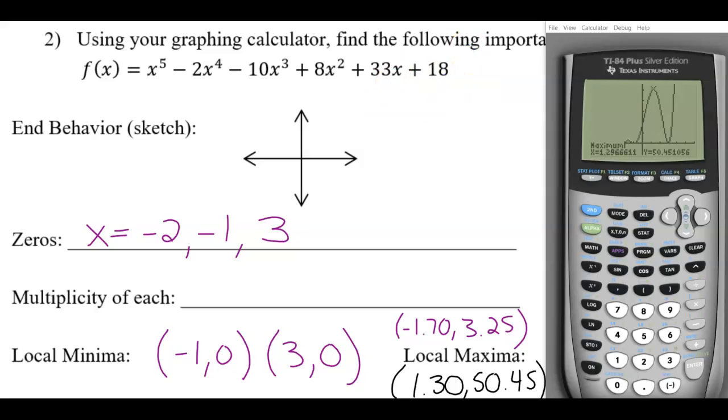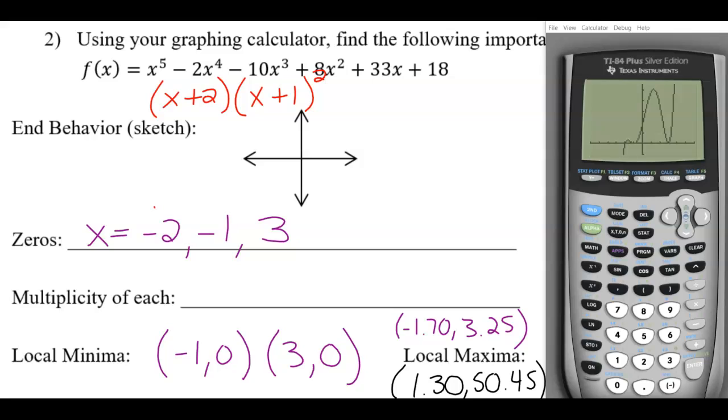So, if the x-intercept is -2, what's the factor? x + 2. Did that x-intercept bounce? No. So if you look back here, that x-intercept -2 did not bounce. Okay. The next x-intercept was -1. So what's that factor? x + 1. And notice, look at -1. Does it bounce? Yes. Yeah. So we would square that factor.